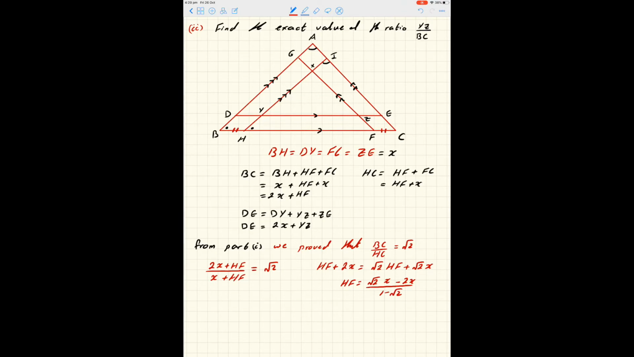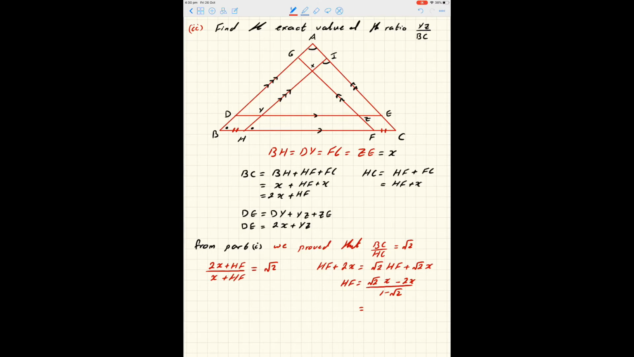This also can be simplified further by saying this is the same as 2x minus root 2x all over root 2 minus 1. So I'm just literally dividing everything by minus 1. This is very important. We can also rationalize the denominator.